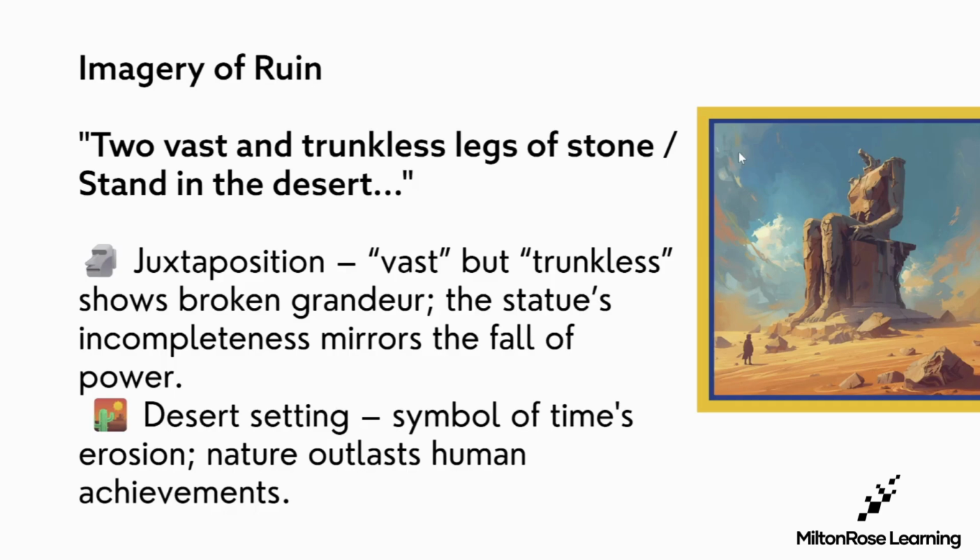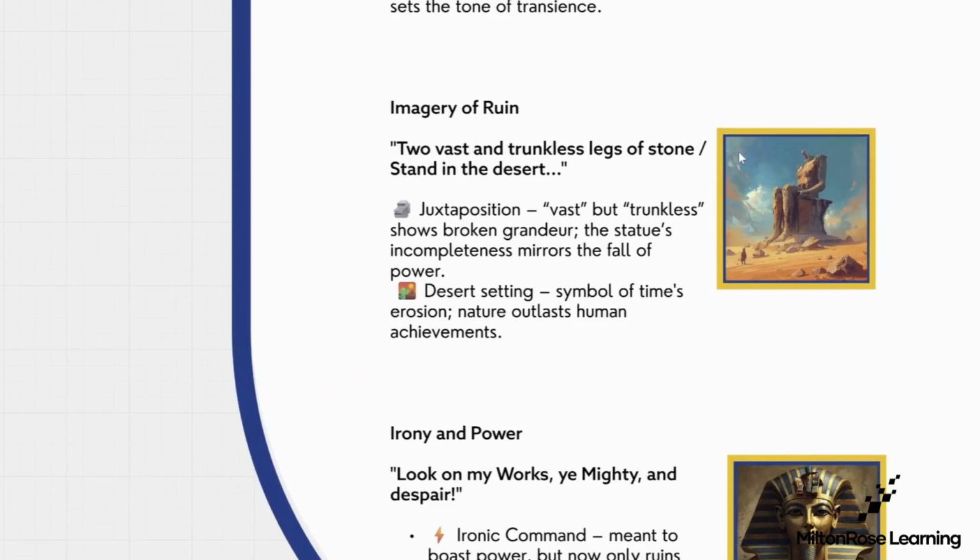Very symbolic there. Also, "stand in the desert": the desert setting is a symbol of time's erosion, because I'm sure you probably know, but sand over time will erode. It's like a brush, and it will just brush away stone. It will take centuries to do that, but it will erode. And so the desert setting itself is a bit of a metaphor. Nature outlasts human achievements, such as this big statue. Nothing lasts. And I think you understand that motif now.